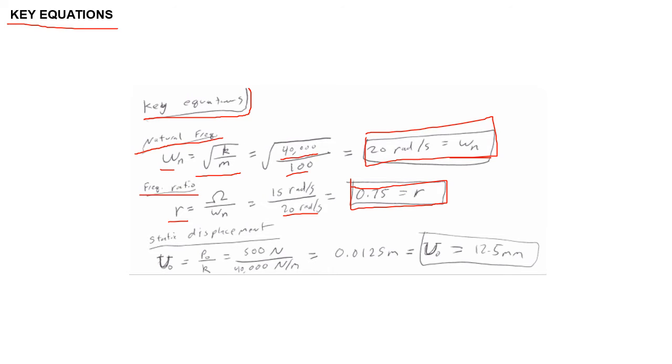The next thing I'm going to need to calculate is my u naught, my static displacement. So my u naught is equal to P naught over k, where my P naught is given to me as 500 newtons, and my k is 40,000 newtons per meter. Therefore my u naught is equal to 0.0125 meters, or if I want it in millimeters for a certain portion of the problem solving, it's 12.5 millimeters.